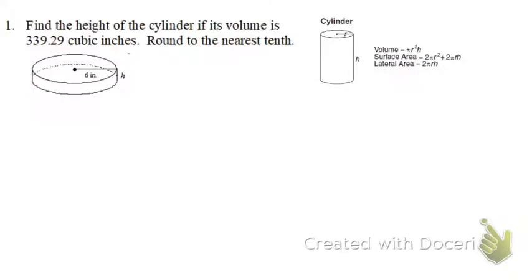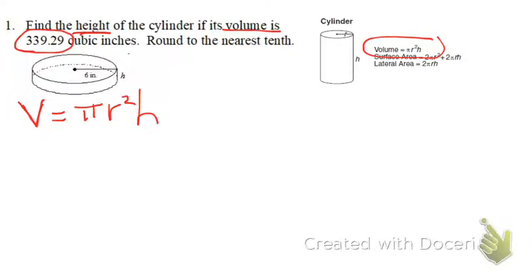They mention volume of a cylinder, and they want me to find height. So I need to find the volume formula for a cylinder. Write that down. Volume equals pi r squared h. Always write the whole formula including volume equals because it helps you when you're working backwards. Then when you read the problem further, the only number given is the volume.